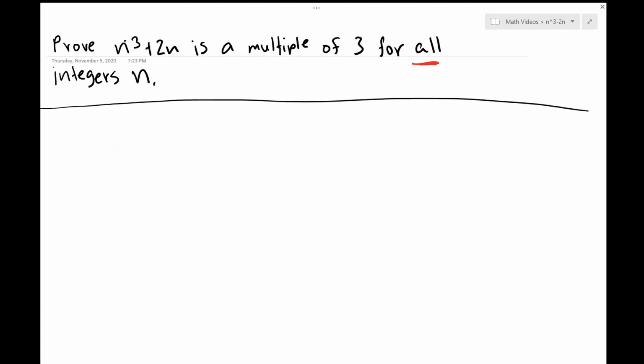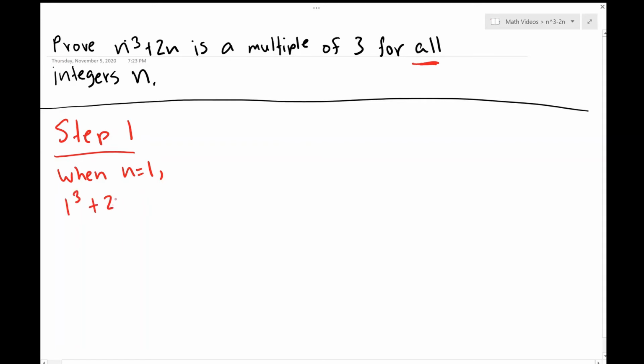So now we have this problem over here. We want to prove that n cubed plus 2n is a multiple of 3 for all integers n. And this one's slightly different from the previous problem because now we want to prove it for all integers n, not just positive integers. So step 1 is the same. When n equals 1, we need to show that the statement is true. So when n equals 1, we have 1 cubed plus 2 times 1, which equals 1 plus 2, which equals 3. And we know that 3 is a multiple of 3.